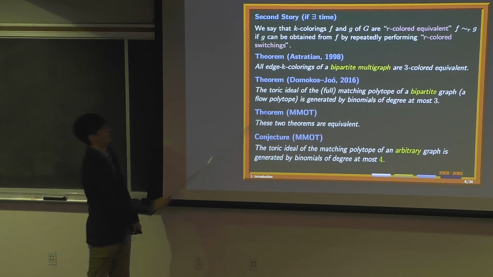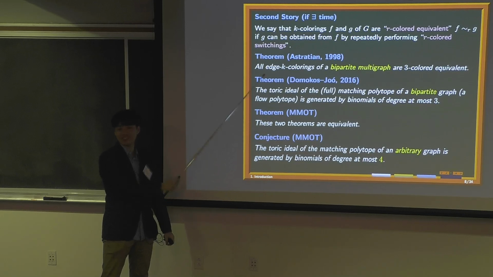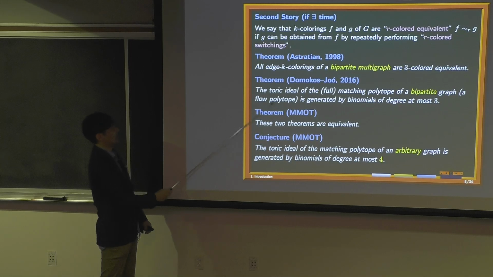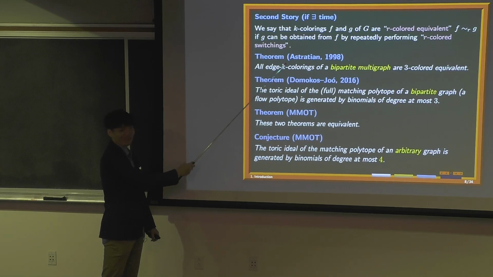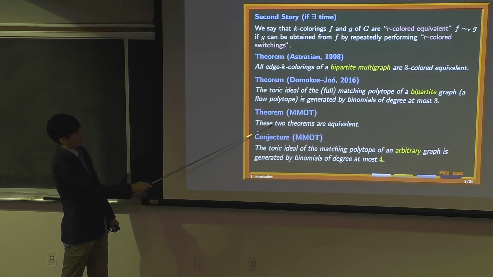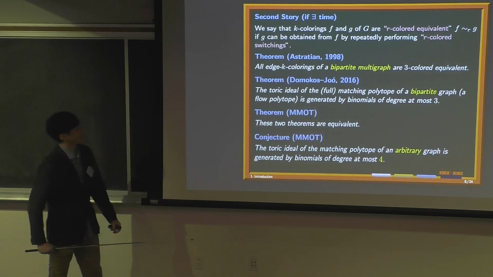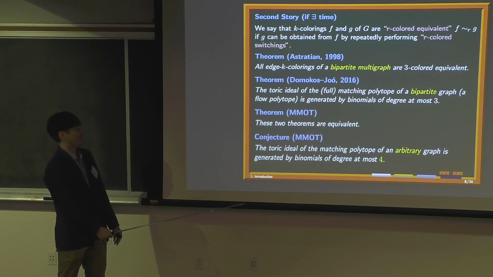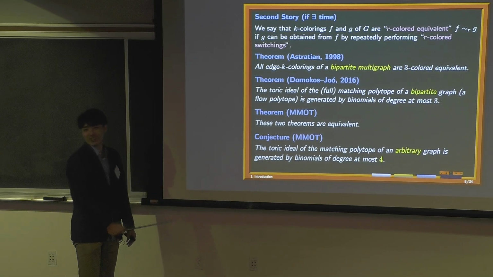Okay. So our second main result is that these two different results are equivalent. Namely, we can get this theorem from this one, and this theorem can be obtained from this one. So we found this equivalence. Moreover, finally, I give the following conjecture.